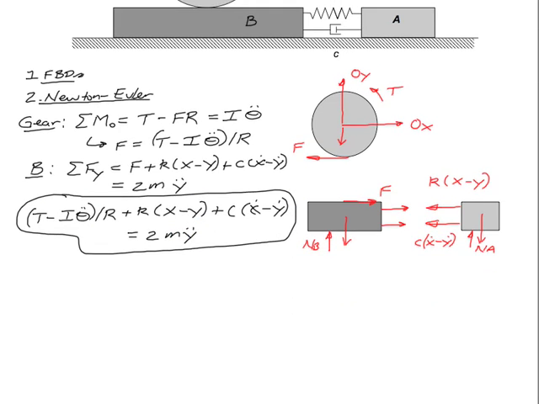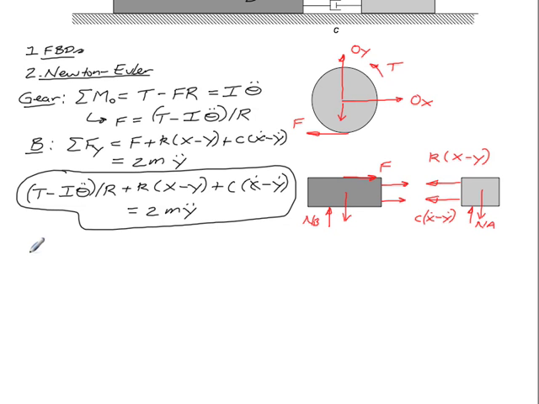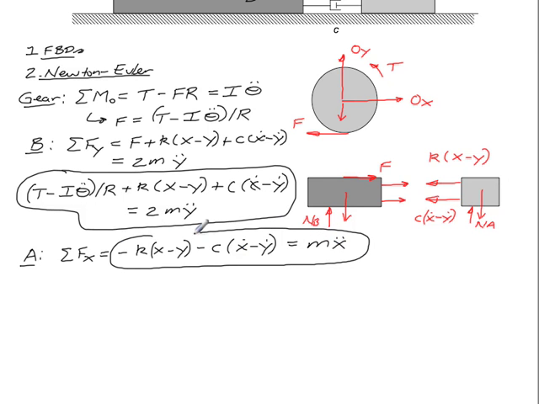And lastly, we have a force equation for A. If I sum forces on A in X, positive to the right, so that's a minus K times X minus Y, minus C times X dot minus Y dot, and that's equal to m a, so that's m times X double dot. So right now we have two differential equations.